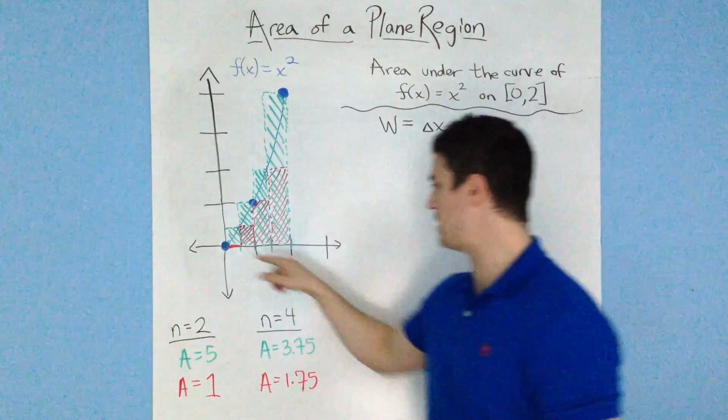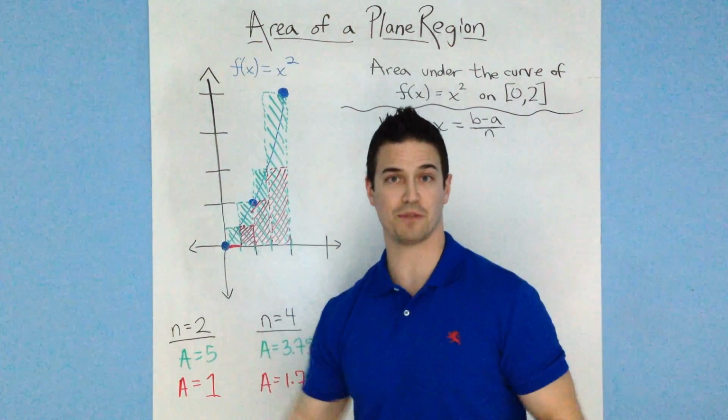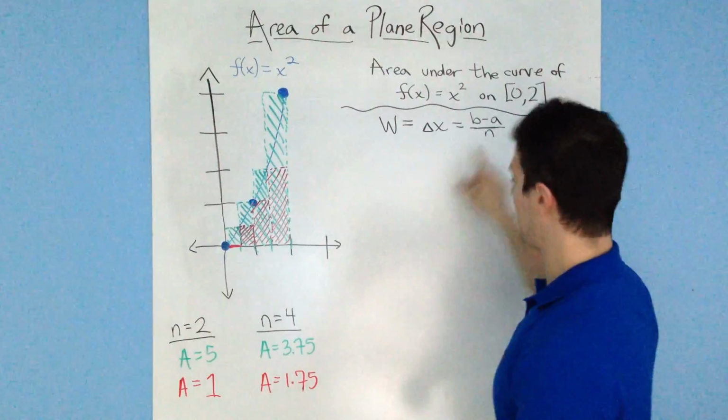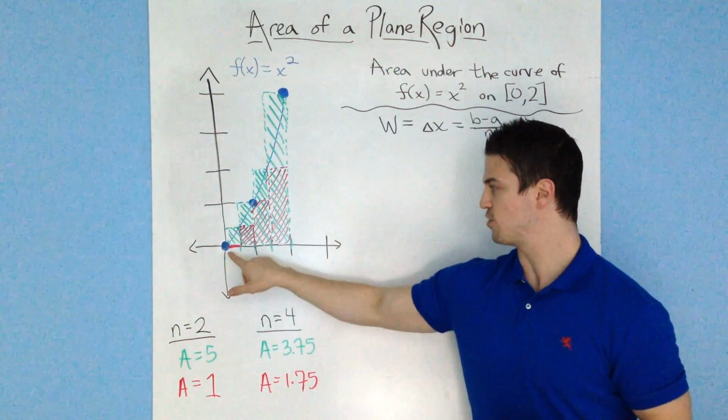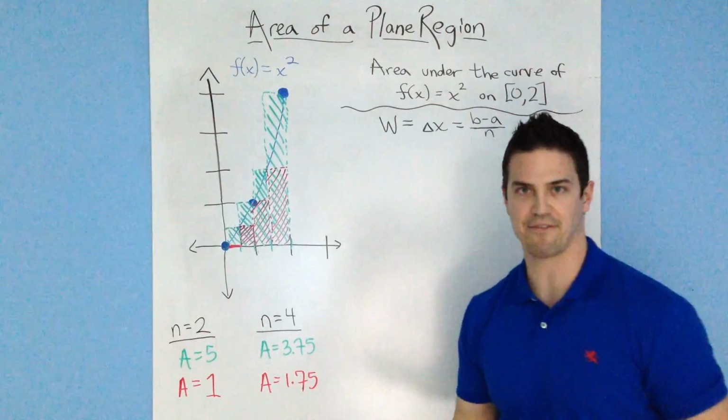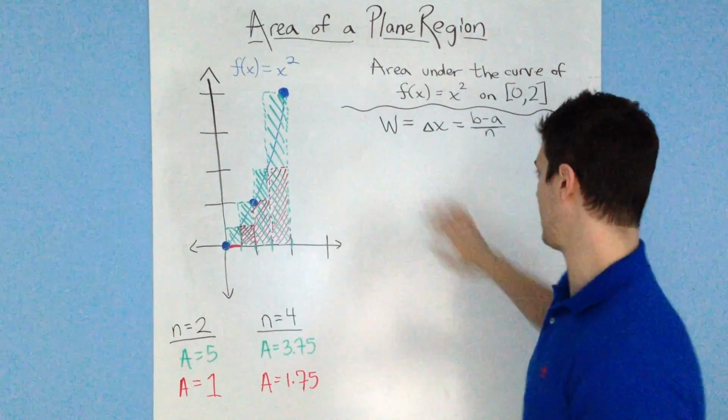If you remember from the video, the width of each of those first rectangles that we drew was 1. When we changed n to 4, now it was 2 divided by 4, which is a half. If you notice, the widths of all of these were a half. Okay, so that's how you figure out the width.